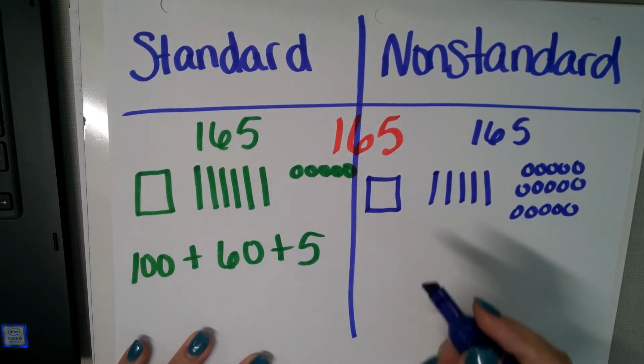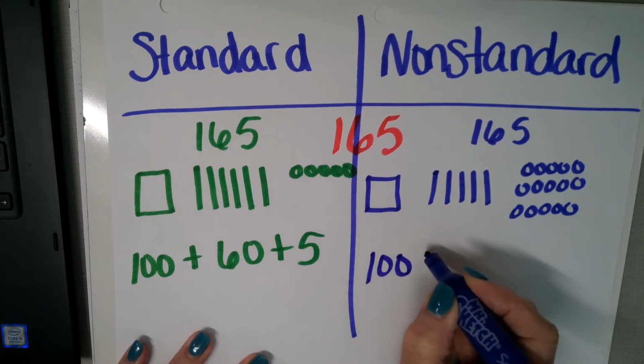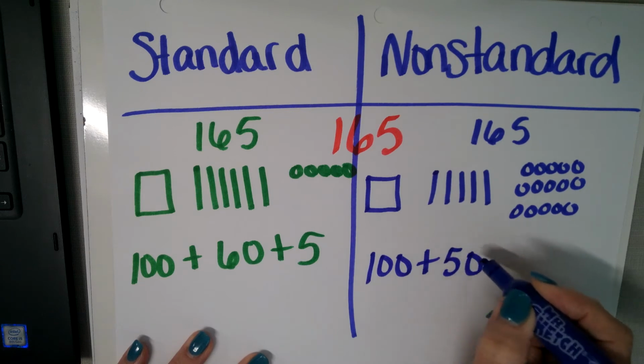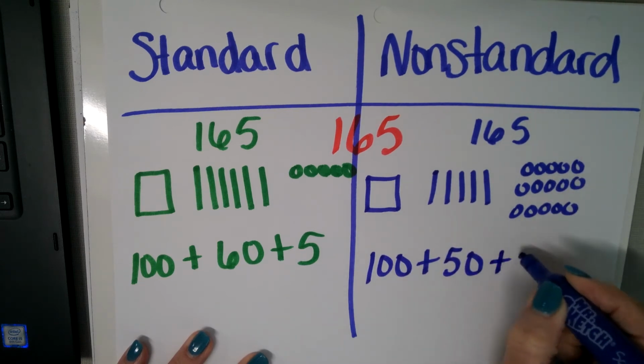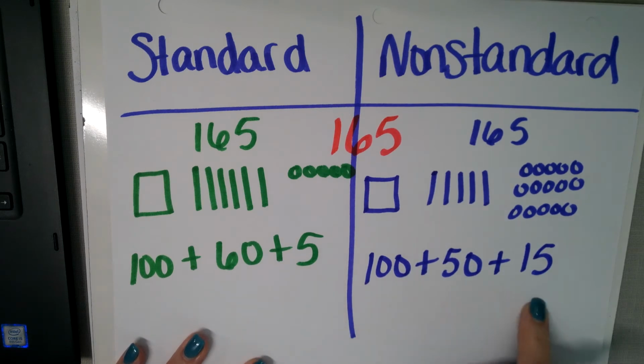So my non-standard way to write that number might come out 100 plus, I only have 5 tens, so that value is 50. 5, 10, 15 ones. So it might be 100 plus 50 plus 15. So that's my standard and non-standard versions of numbers. All right, let me grab a dry erase board really quick. Hold on.